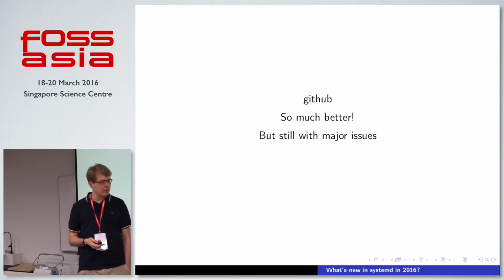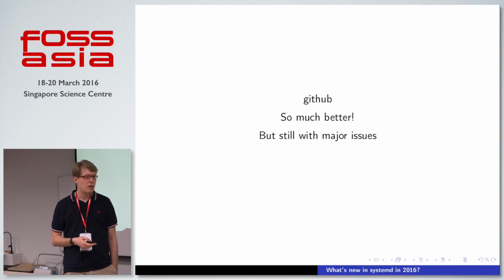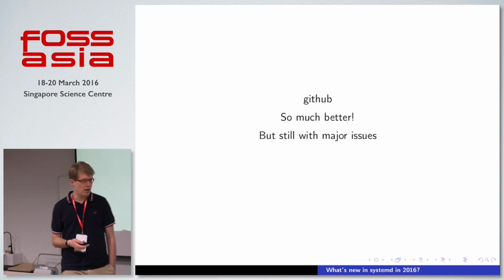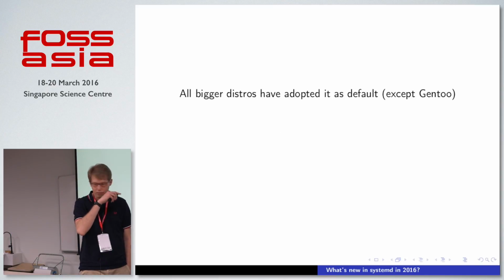So yeah, GitHub is much better, but it still has major issues. It's kind of incompatible with our workflow in some ways. It was actually surprising to us that GitHub, which is the thing that everybody uses these days, still has these issues that we think there are. I'm not going to go into too much detail on what that is.